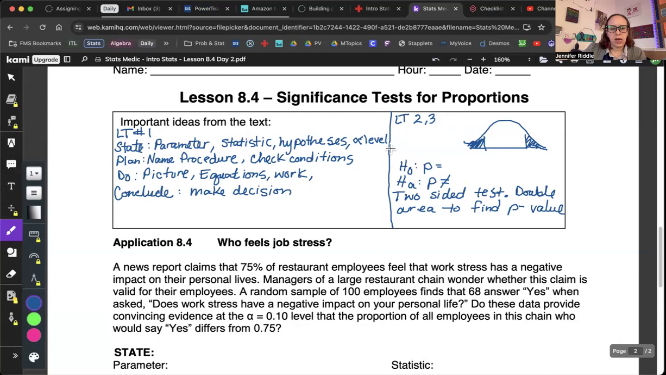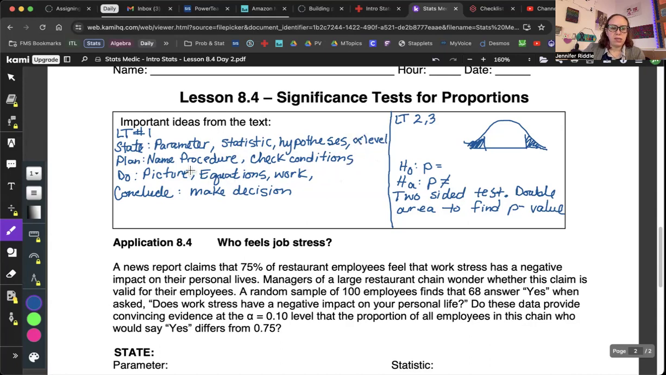And so we've listed out each of the things that you need in that. So in our state section, you're going to state your parameter, calculate your statistic. Usually you have to do some division there. State your two hypotheses and your significance level or your alpha level. And you're going to get that alpha level from the problem.